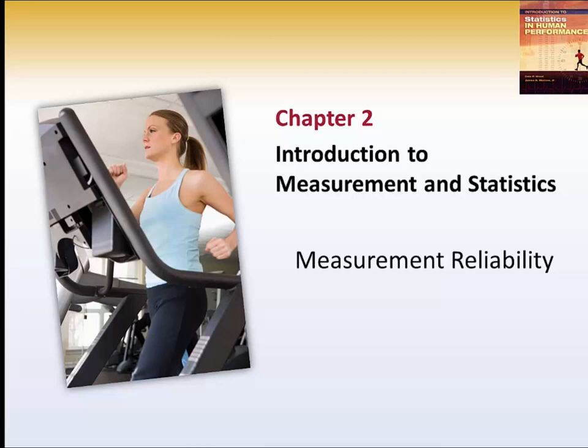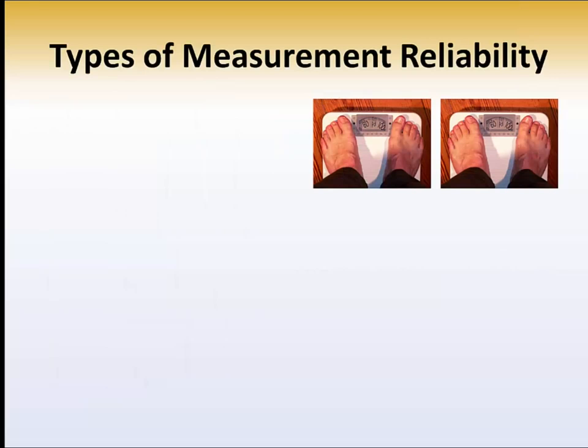We previously introduced the concepts of reliability and validity. We talked about validity. Let's take a look at reliability, or consistency of measurement. There are various types of reliability. Stability reliability simply reflects that you get consistent results across time.